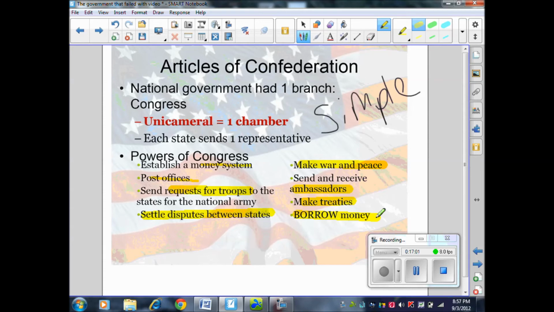And part of the problem is the powers that were given to it weren't enough. So what was the problem with the borrowing of money? What was the problem with requesting troops? What was the problem with having unanimous consent to get anything done, which is something else on your sheet of paper that you see here? Unanimous means every state had to agree to change the documents. If they wanted to even add taxation, they had to have every state participate.